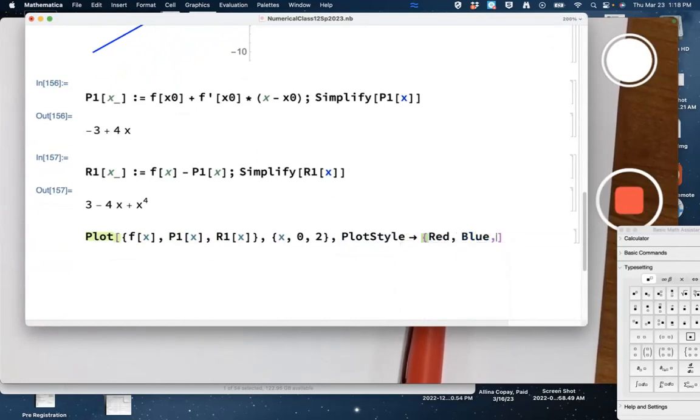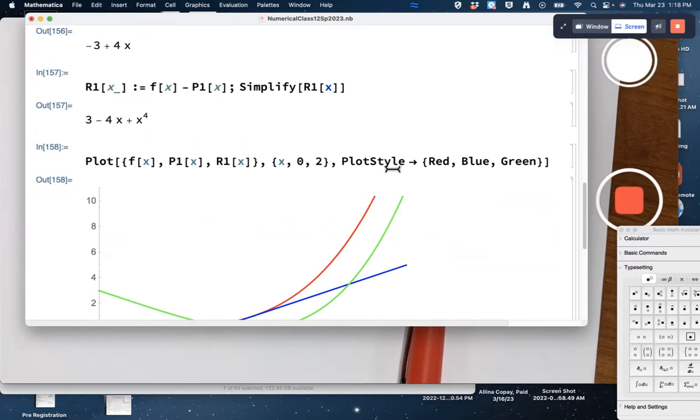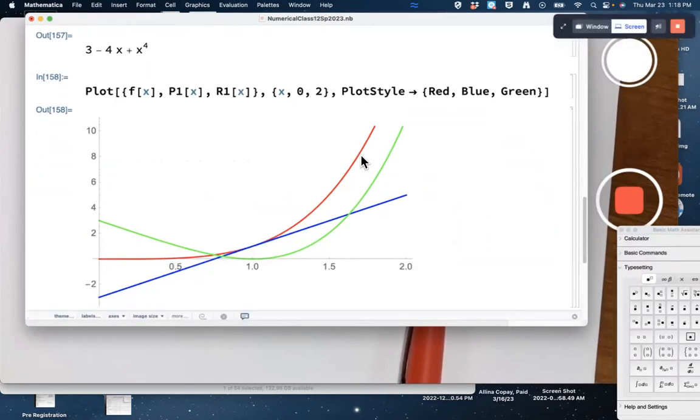So we're going to see how well the linear approximation does, so to speak. The red graph is x to the fourth. The blue graph, the linear approximation, is the linear function 4x minus 3. The green graph is the error, the remainder.